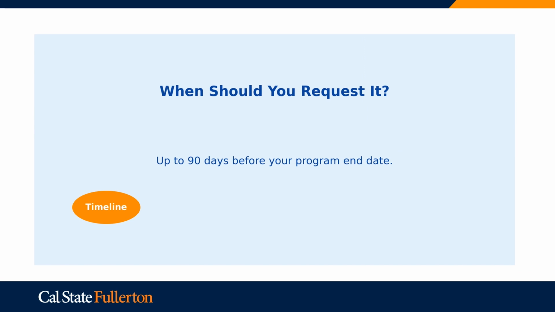You can submit your request as early as 90 days before your program end date. But remember, you'll also need time to file your application with USCIS, and processing can take several months. So request your OPT I-20 early to avoid delays.